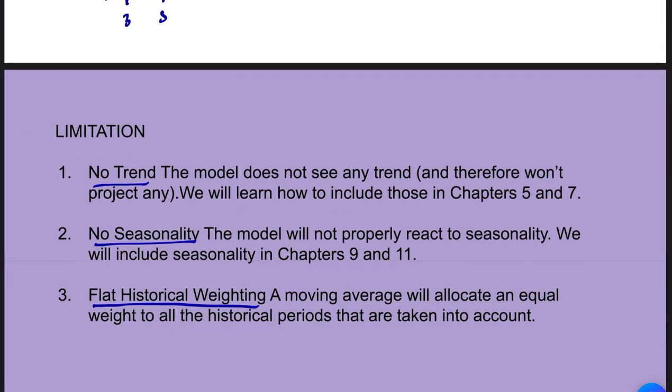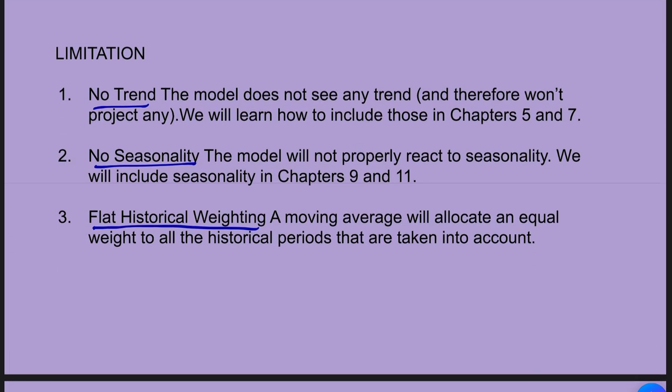Apart from that, let's go to the limitations part. The model does not see any trend, which means if there is an upward or downward trend, the model is not able to recognize that trend. As well as no seasonality. If there are periodic changes in the time series, it is also not able to capture them, because as you can see, if we increase the value of n, the smoothness of the curve will increase, and it is not able to capture the seasonality to that extent.